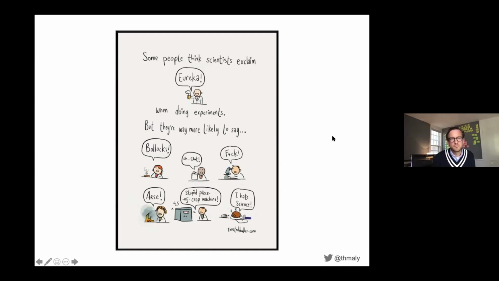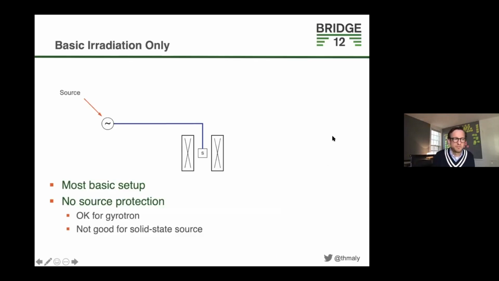So let's look at simple spectrometer configurations. This is as simple as it can get. This is basically the setup that you use in gyrotron-based DNP right now. You have a source, you have a magnet, your sample here, you have a transmission line that connects your source to the sample. It's the most basic setup. There's no source protection here though. That's okay for a gyrotron.